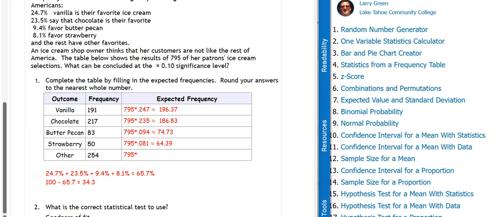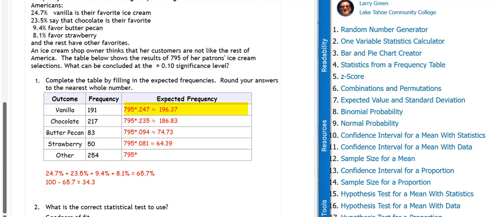So what we want to do is conduct a test that will tell us whether or not her patrons' favorite flavor of ice cream follows the same distribution as Americans' favorite flavor of ice cream. So I've started us off here. For vanilla, if 24.7% of Americans prefer vanilla, then we want to compute 24.7% of 795. And that would give us how many of her patrons we would expect to prefer vanilla if they follow the distribution that America does. And so I multiply 795 times 0.247 and I get 196.37.